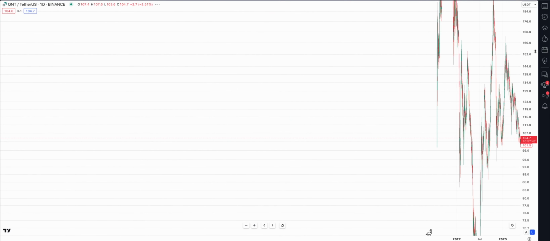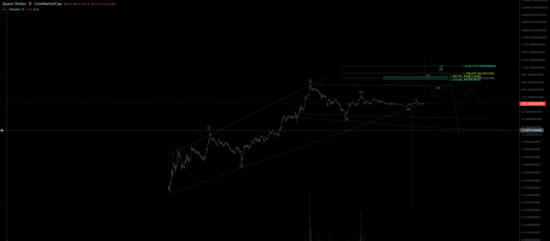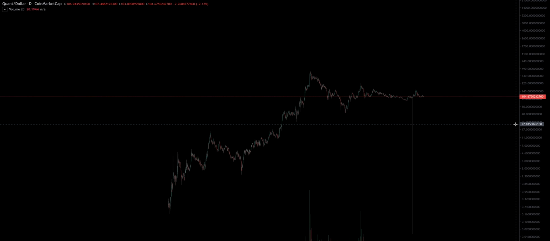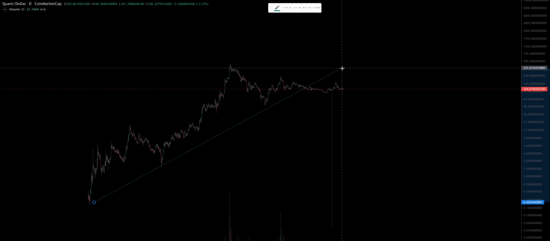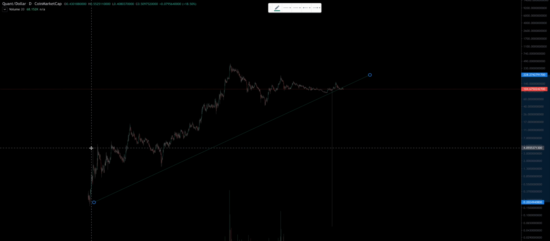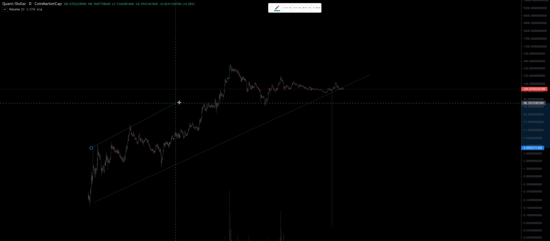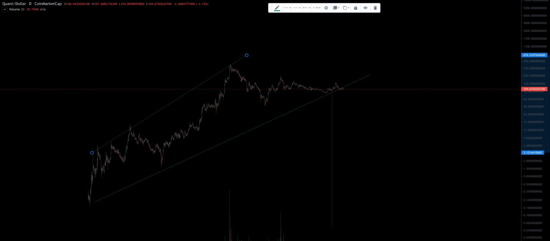Let's take a look at Quant over here and see exactly what Quant is doing. Now, as you can see, when we take a look at the historical chart, we are within our fifth wave to the upside. Over here we have what's called an ascending broadening wedge. Now, within an ascending broadening wedge, your fifth wave tends to be very explosive, which we will see, right?